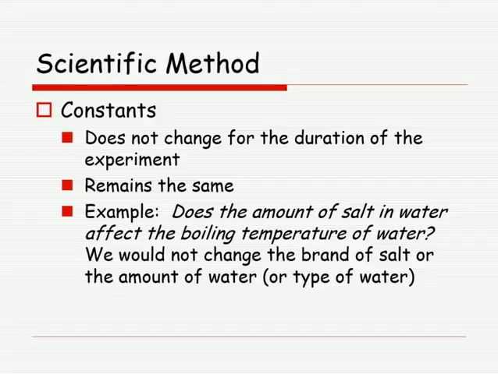There are also constants. People forget about these quite often. Constants are things that don't change throughout the experiment. They remain the same the entire time. For example, we would not change the brand of salt or the amount of water or from where we get the water. Okay, we'd want to keep all those things the same for each round of the experiment. Because if we did change the brand of salt, okay, if we changed it from sodium chloride to potassium chloride or used a different kind of salt, we would be adding another kind of variable to the study, and we want to keep those variables limited to two.